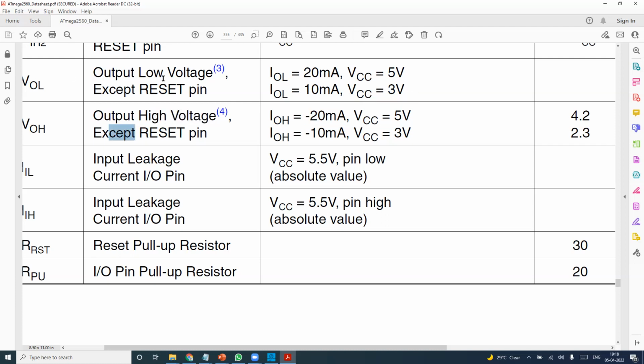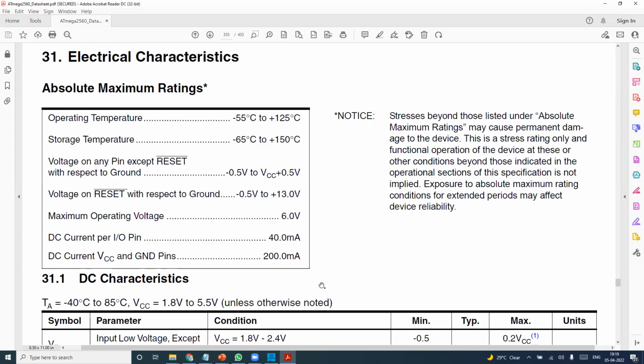Same way, here you see, output low, it is 20 milliampere. Somewhere they show a minus sign. That means when the microcontroller is giving out, we call it minus. When it is coming in, we call it plus. That's why they have it like this. See here, IOL, the current when the output is low, 20 milliampere.